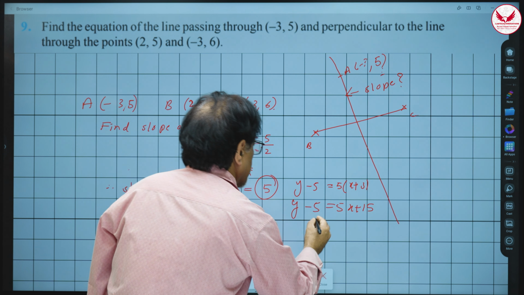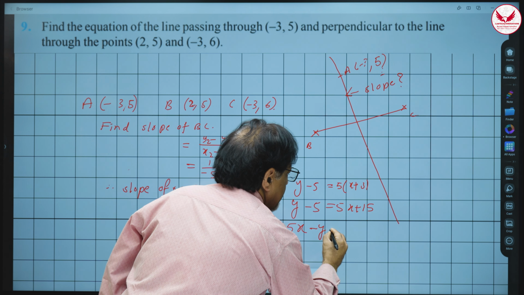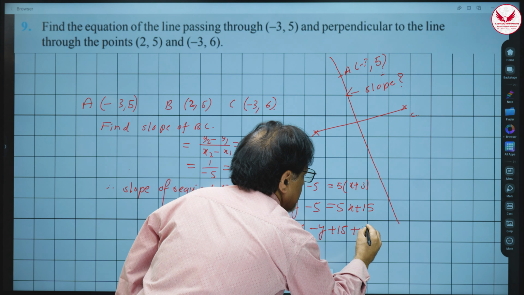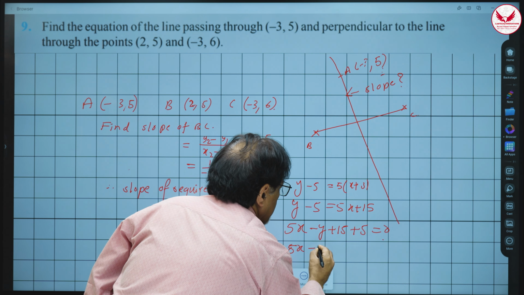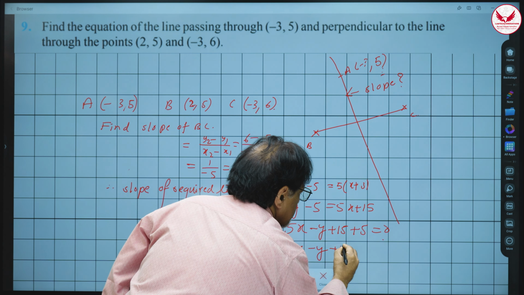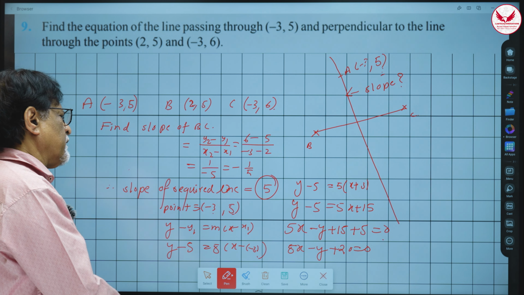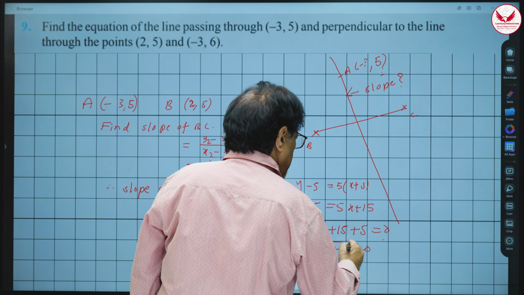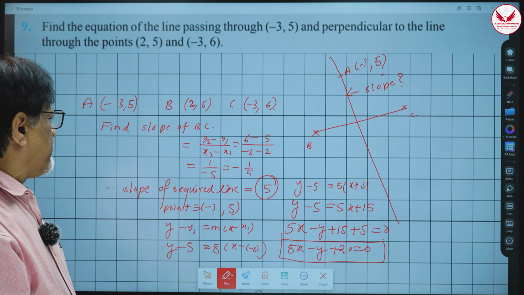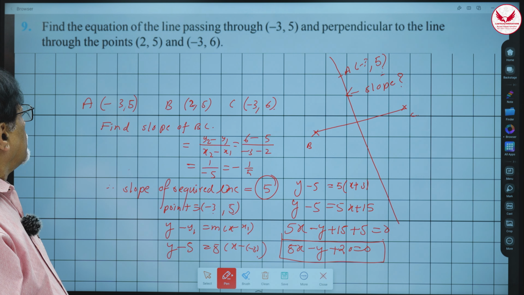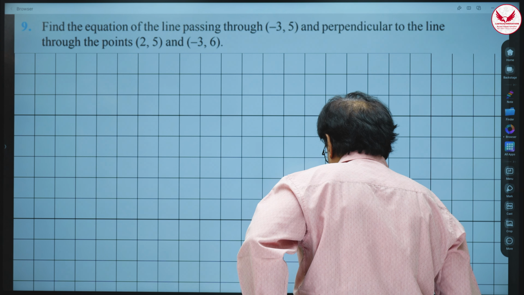Let us transfer all the terms to the other side. So it is 5x minus y plus 15 plus 5 is equal to 0. That gives me my final answer: 5x minus y plus 20. We'll put it in a box and carry it home. So 5x minus y plus 20 is equal to 0. That is the equation of this line. Okay. Fine. Let us go to the next problem.